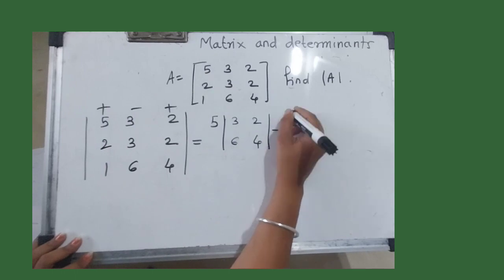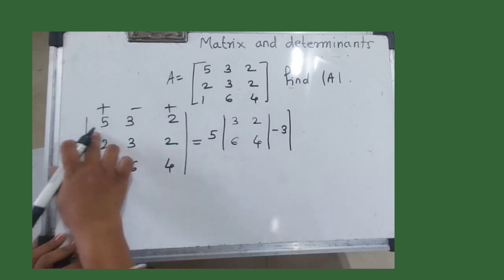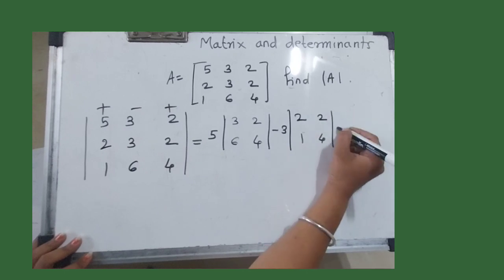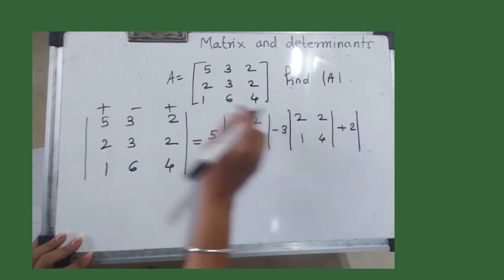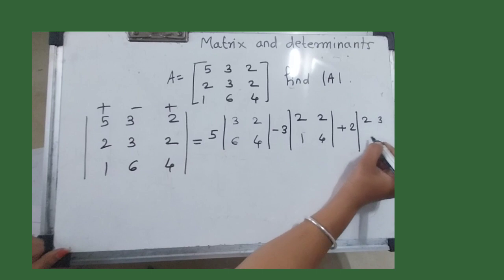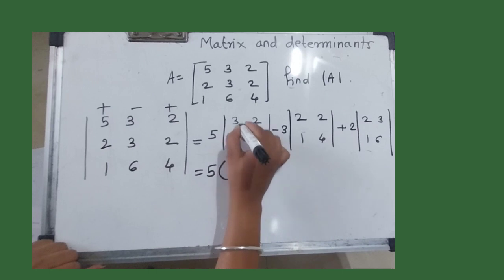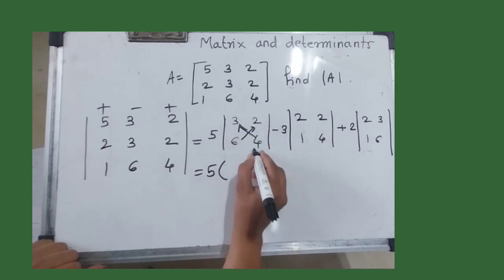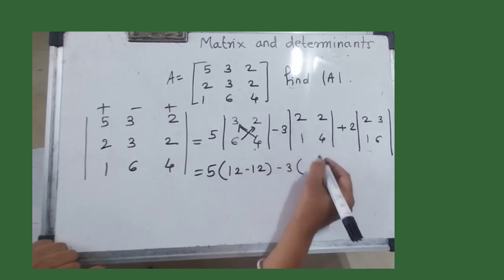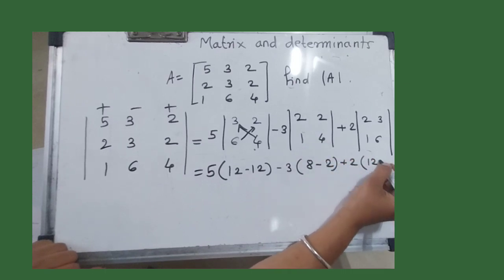Minus 3. I write for you here. Minus 3. Drop this column and drop this row. Remaining, write down in a determinant. Clear? Plus 2 into. Drop this column, drop this row. Like this. 2, 3, 1, 6. Now 5 into, take a cross multiplication. Start from here. 4 3s are 12. Minus 12. Minus 3 into 8. Minus 2. Plus 2 into 12 minus 3.